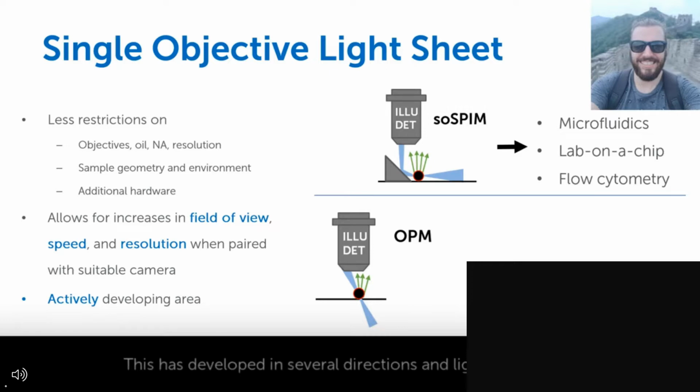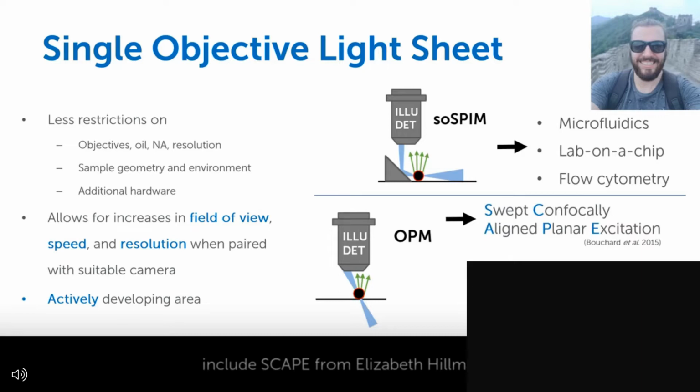This is developed in several directions, and light sheet is an actively, constantly developing area. So there are always more of these coming out. Some of the examples that are developed from oblique plane microscopy include SCAPE from Elizabeth Hillman, which is swept confocally aligned plane excitation, and the snout scope from the Andrew York lab. There's all kinds of different techniques and developments coming out. So light sheet is a very exciting and active area.